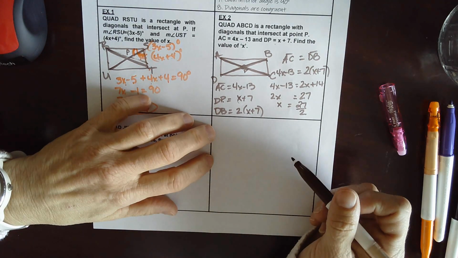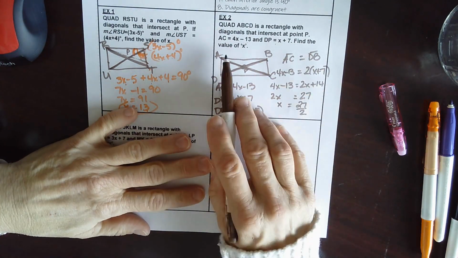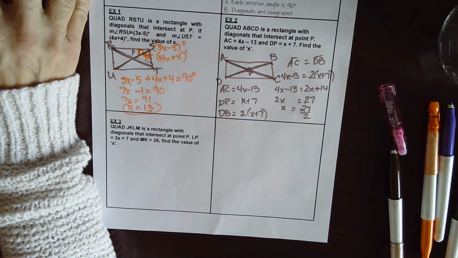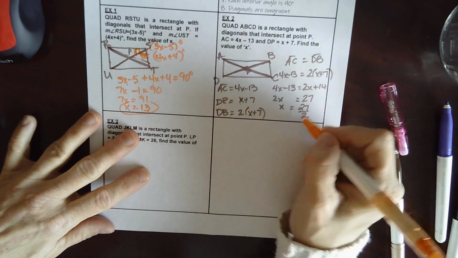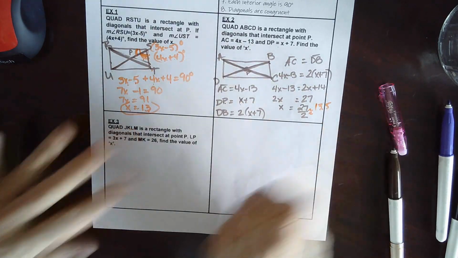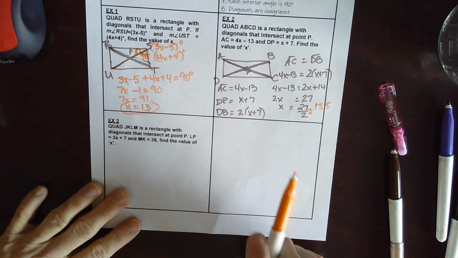All we wanted to do was find the value of x. If we wanted to take this out to a decimal, that would be 13.5. So the value of x would be 13.5.